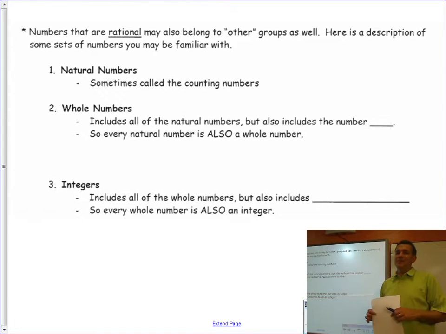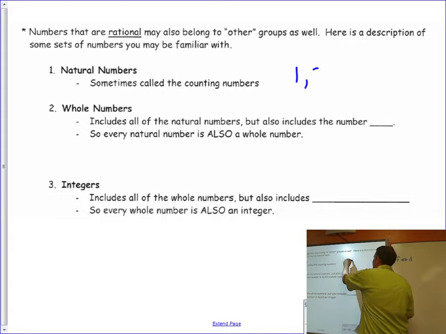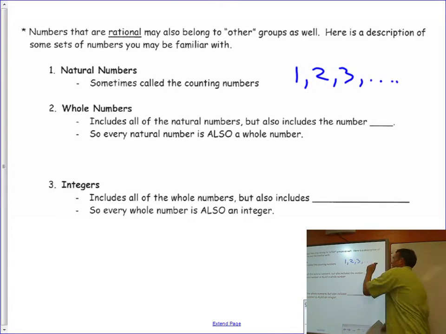However, numbers that are rational might belong to other groups also. These are groups I'm sure you're familiar with, but we're going to go over them real quickly as a review. We've got 3 sets of numbers you can see on the screen. Natural numbers, whole numbers, and integers. Natural numbers are the numbers 1, 2, 3, and so on. The big thing is they do not include the number 0.